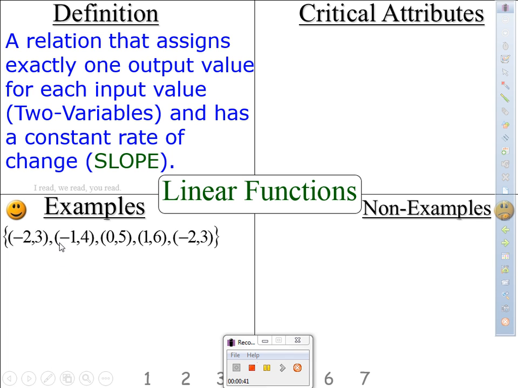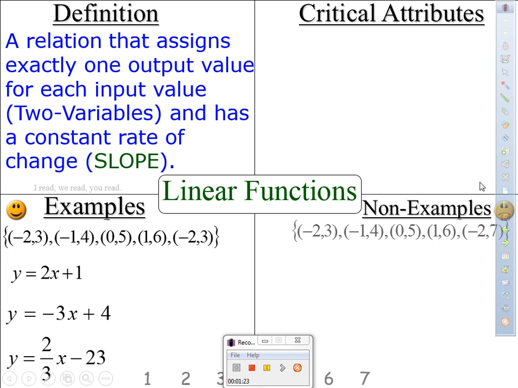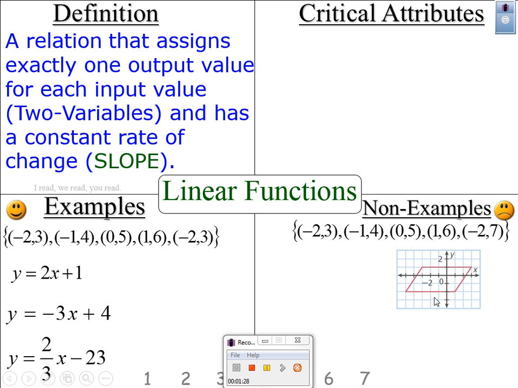However, what you don't have written is this. Write this down, please. y equals 2x plus 1, y equals negative 3x plus 4, and y equals 2/3 x minus 23. Also, on the non-example side, I give you guys a relation, which is that. I also give you guys a graph that looks like this. And one thing that you don't have is this: y equals x squared plus 4, and y equals x cubed plus 1. Those are the things you don't have on your notes.